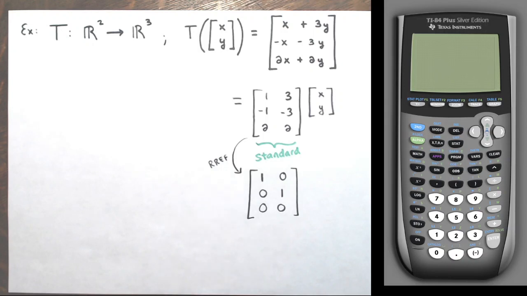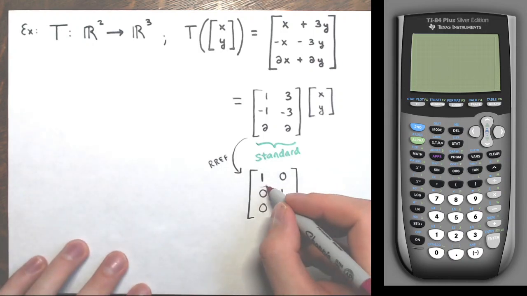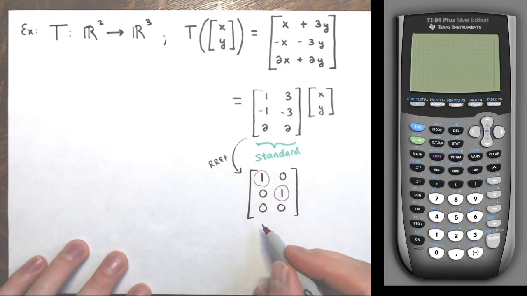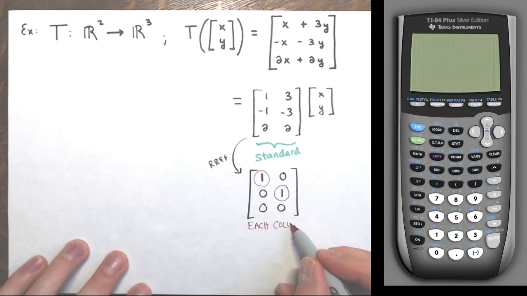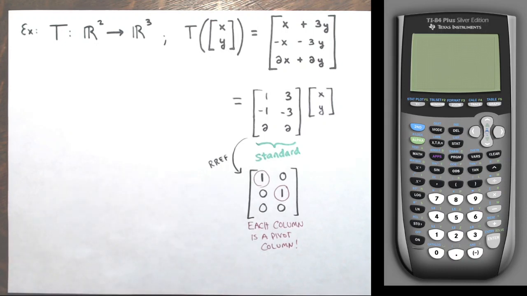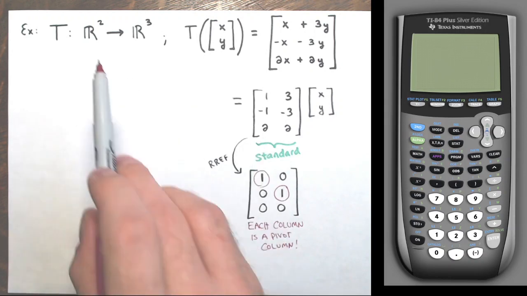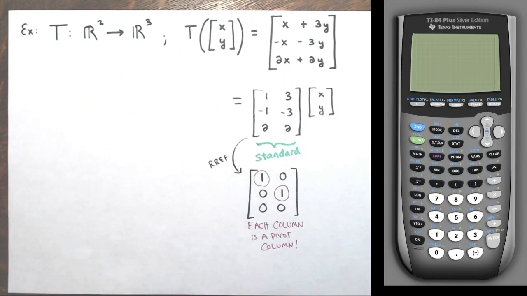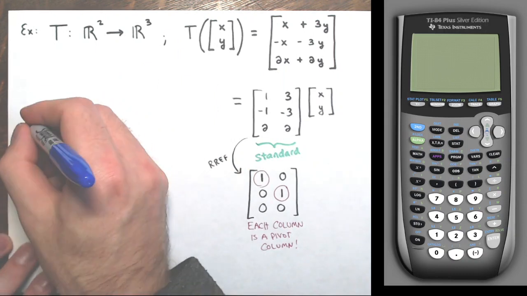All right, so now I look at this thing, pivot, right? These leading ones with zeros below and above them, pivot here. So it looks to me as though each column is a pivot column. So the null space is only the zero vector, right? The only vector from R2 that would map to the zero vector in R3 would be the zero vector. So easy to say that.